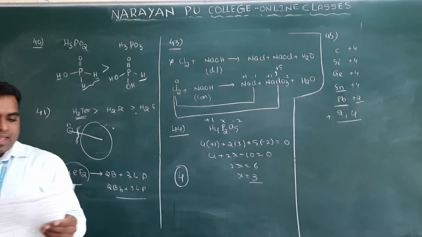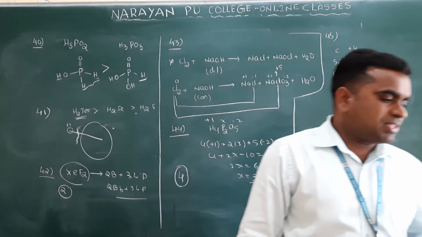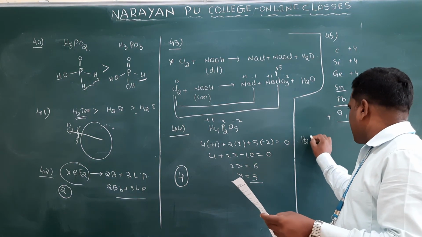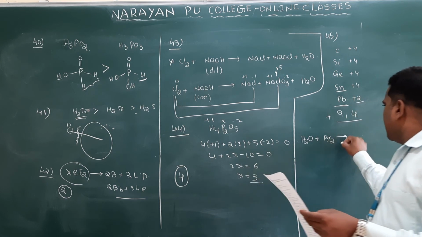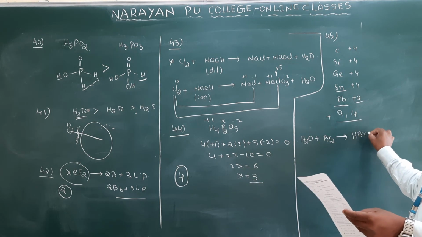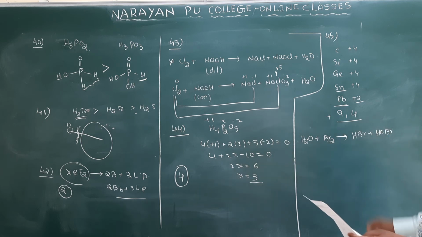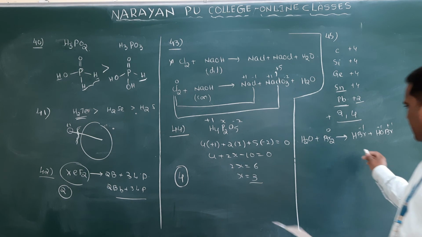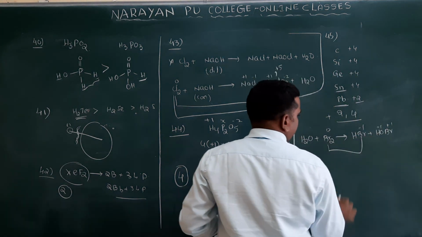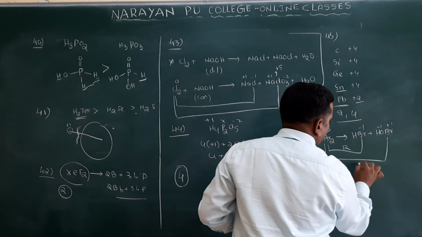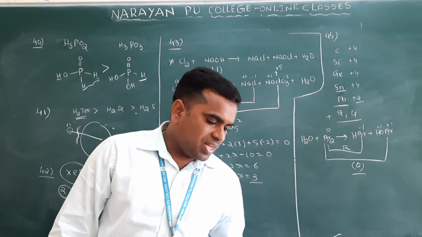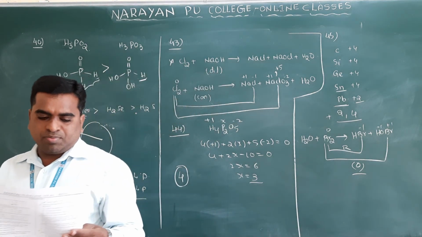Question 46. Which is the best description of the behavior of bromine in the reaction? They have given the reaction H2O plus Br2 giving HBr plus HOBr. Very easy question. Bromine goes from 0 to -1 in HBr, and in HOBr it is +1. Bromine at -1 means reduction, and bromine at +1 means oxidation. So both oxidation and reduction happen, and option 3 is your answer.